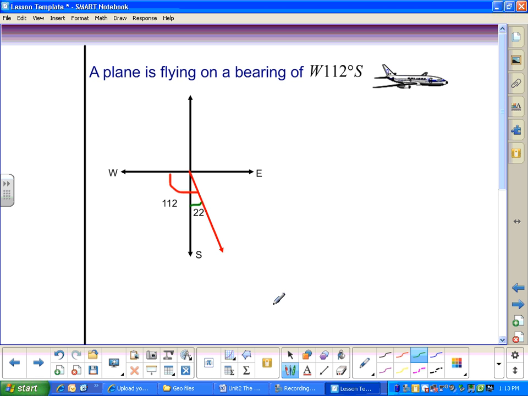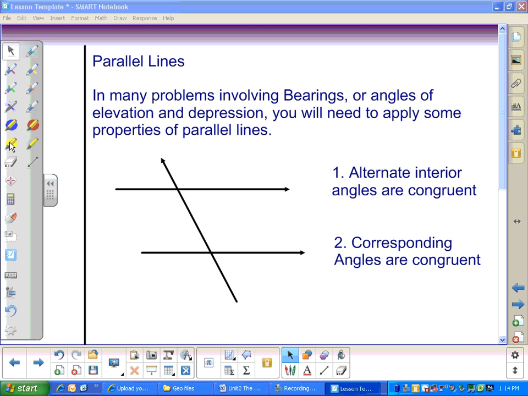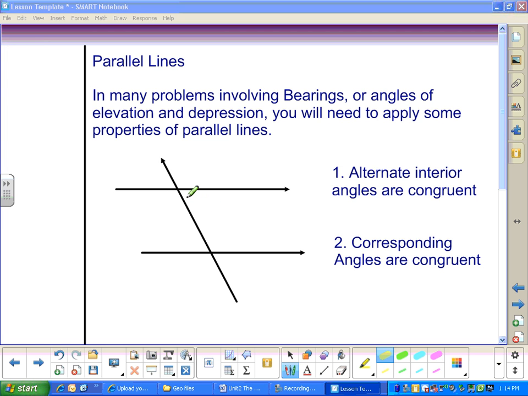Now, before we actually walk through one of these problems, another property that you end up using a lot in these types of problems takes you back to something I hope you learned in geometry, and it has to do with parallel lines. In many problems that involve bearings, or sometimes even angles of elevation and angles of depression, you need to look at the properties of parallel lines. There are two that come up most often. The first is that alternate interior angles are congruent. If you have two parallel lines, you know for a fact the alternate interior angles are congruent.